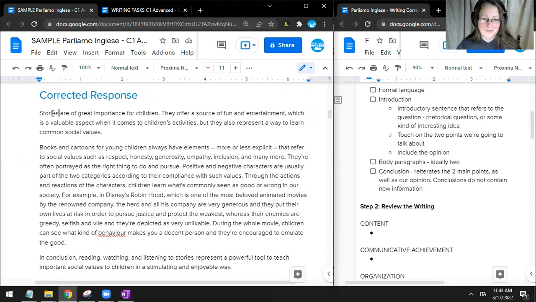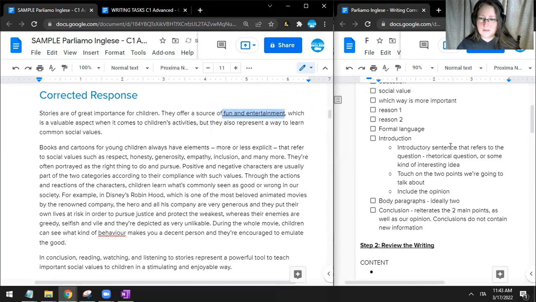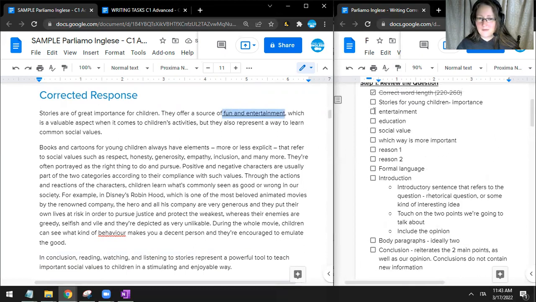Okay, great. So stories are of great importance for children. Okay, they offer a source of fun and entertainment. So it looks like here is the first point that we're probably going to be talking about. Fun and entertainment, which is a valuable aspect when it comes to children's activities, but they also represent a way to learn common social values. So it looks like those are going to be our 2 points. So these are the 2 points that I'm expecting to hear about in the rest of the essay.